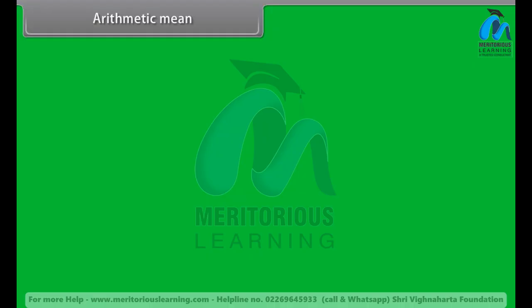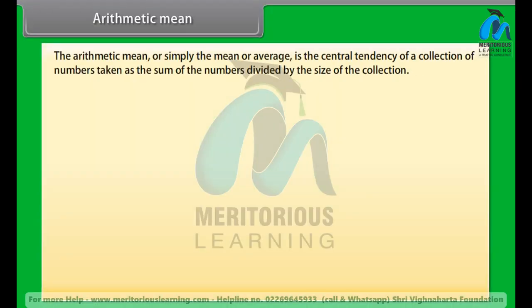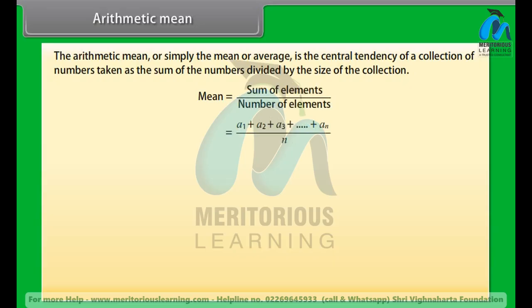Arithmetic mean. The arithmetic mean, or simply the mean or average, is the central tendency of a collection of numbers taken as the sum of the numbers divided by the size of the collection. Mean is equal to sum of elements by number of elements is equal to A1 plus A2 plus A3 plus up to plus AN by N.